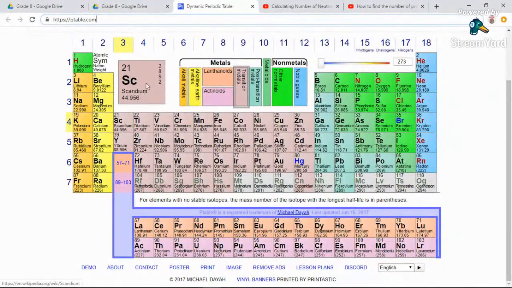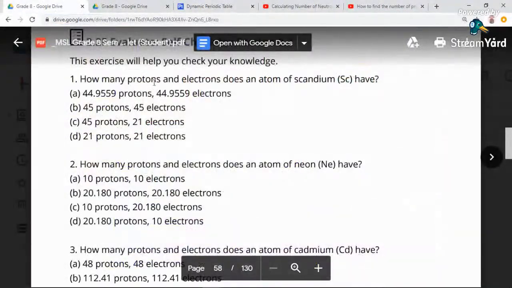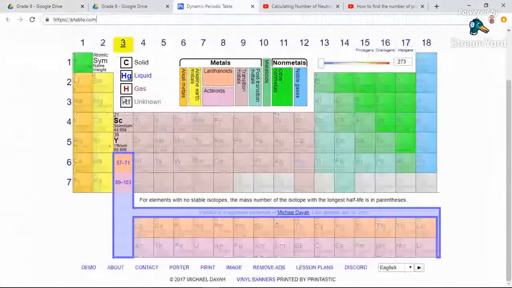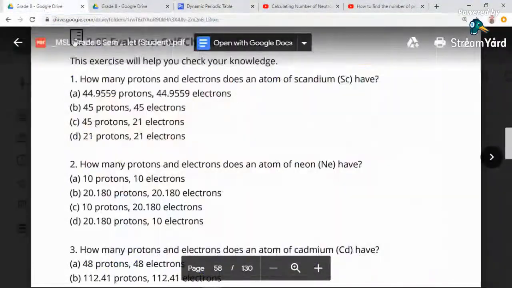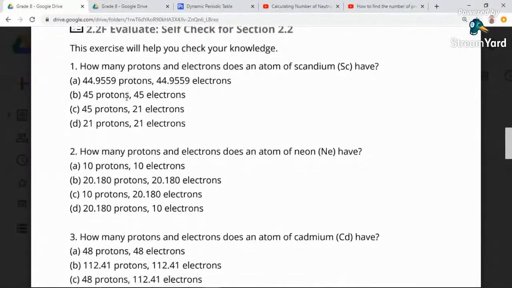So here we go. So I have that number. I have that number. Pay attention to the question. How many protons and electrons? So which number represents the protons and electrons? Is it this number or this number? And look at your answer keys there, your possible answers, and write it correctly.